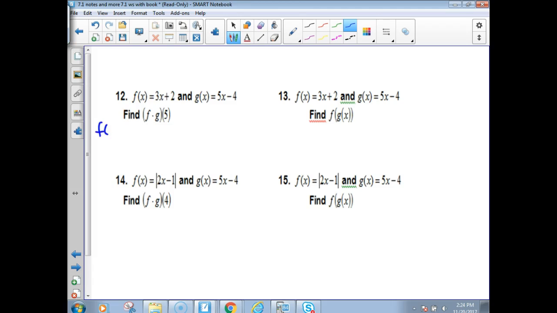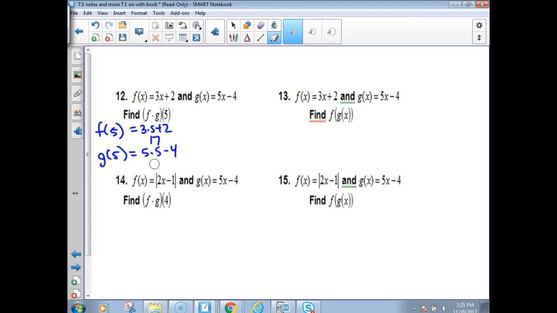Okay, so we're going to do the f of 5. So that would be 3 times 5 plus 2, which is 17. Then I'm going to do the g of 5, which is 5 times 5 minus 4, and that's 25 minus 4, which is 21. Now to do the f times g of 5, that's going to be 17 times 21, which is 357.